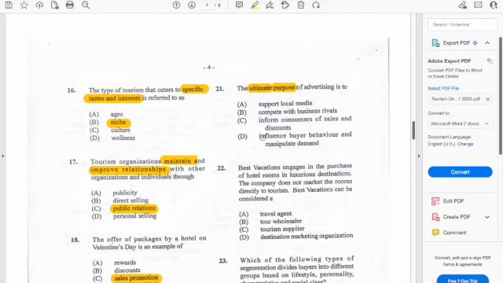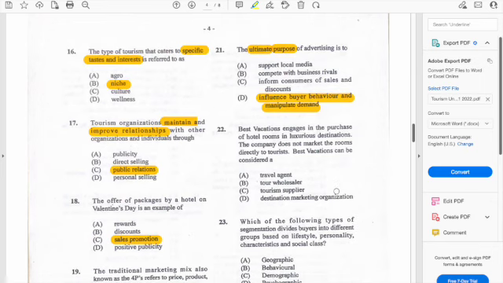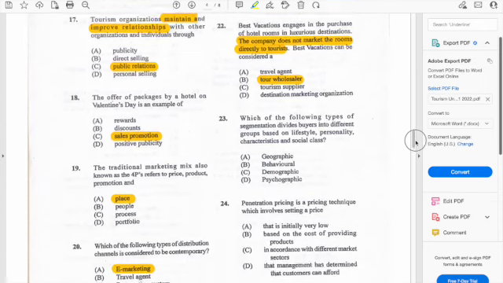Best Vacation engages in the purchase of hotel rooms in luxurious destinations. The company does not market rooms directly to tourists. This is the key right here. This is what you must focus on. It does not market directly to tourists. Best Vacations can be described as a tourism wholesaler, right? It is not a travel agent because travel agents market directly to their tourists.